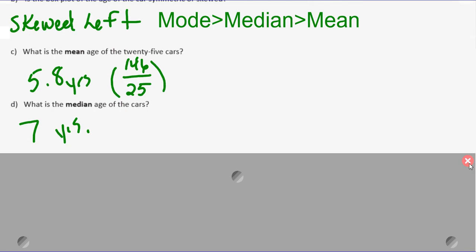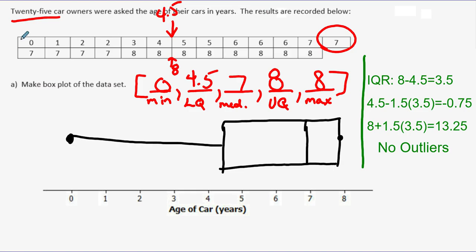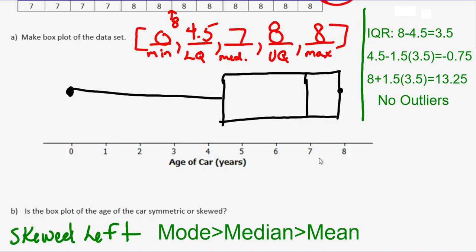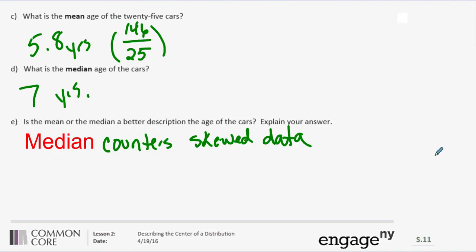And since it is skewed to the left, when I talk about picking a measure of center between the mean or the median, what would be best, I don't want to pick the mean because that value here of 0s, 1s, and 2s is pulling down the value for the mean, right? So the best pick would be the median because it's countering that skewed data. It really is a better measure of the center of the years of age for the cars.